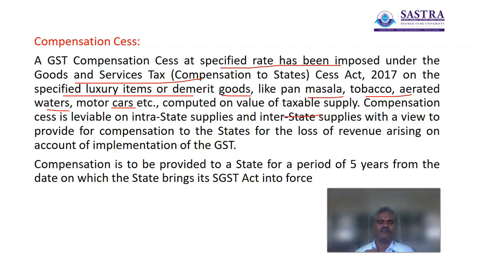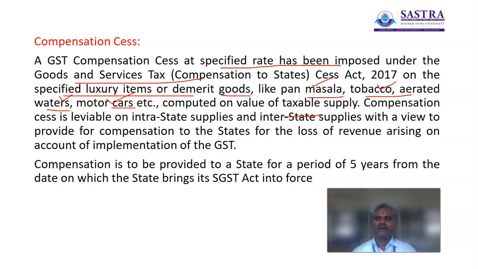So when we calculate the value of supply for pan masala, tobacco, aerated water, and motor cars, they come under the GST permit. They are not exempted, but the government will not charge GST for the above products. Here the government will charge compensation cess instead of GST.